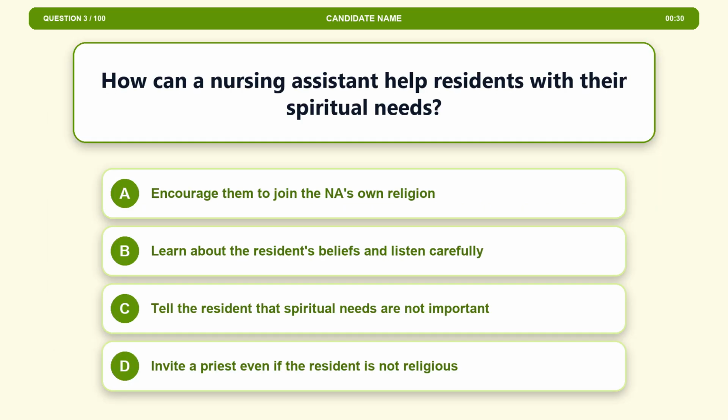Question 3. How can a nursing assistant help residents with their spiritual needs? Option A, encourage them to join the nurse's religion. Option B, learn about the resident's beliefs and listen carefully. Option C, tell the resident that spiritual needs are not important. Option D, invite a priest even if the resident is not religious.